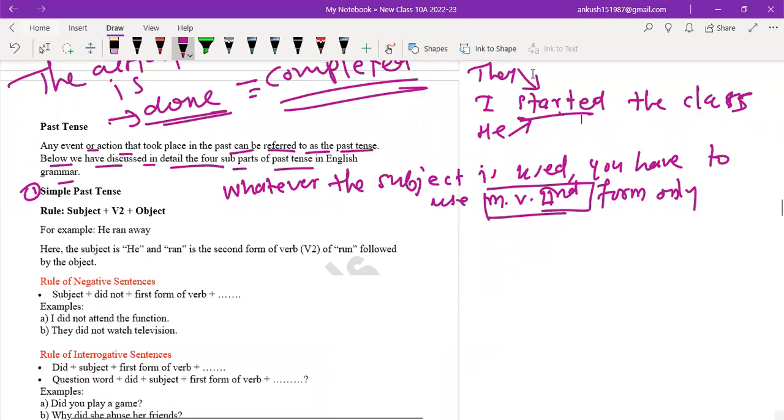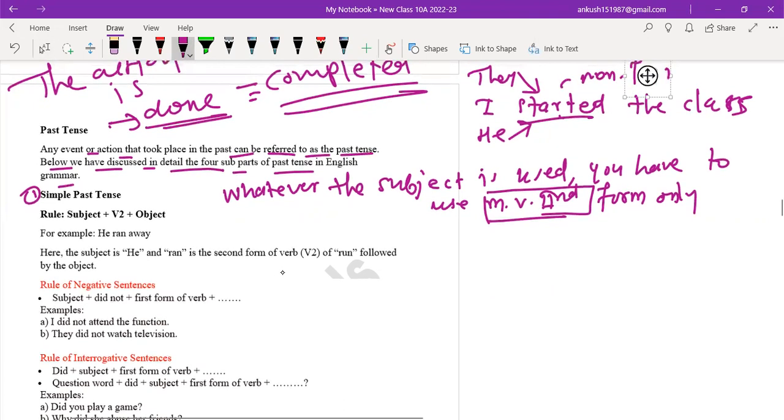It means in the simple past tense, the verb acts as a non-finite verb. Non-finite means the form of the verb is not likely to be changed. It is not changed there. Have you got it? Yes, sir. Got it, sir.